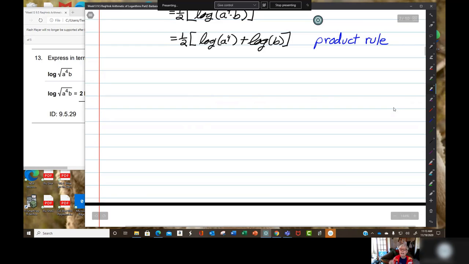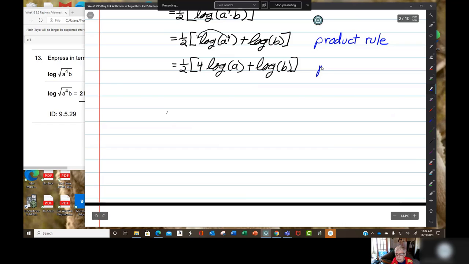Now I'm going to use the power rule again. I'm going to take the power of 4 and bring it down in front like that. So we will have 1/2, all right, 1/2 is outside of the bracket, 4 log A plus log B. Right, that was the power rule. Now I'm going to distribute. And here's what I'm going to distribute.